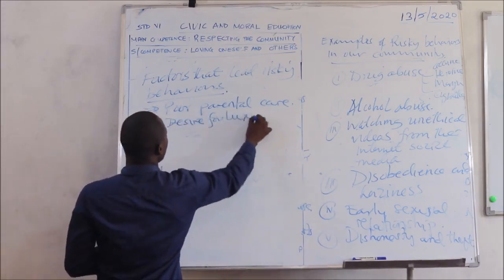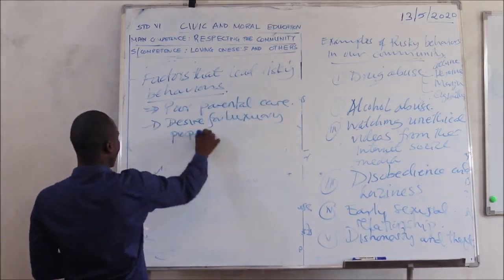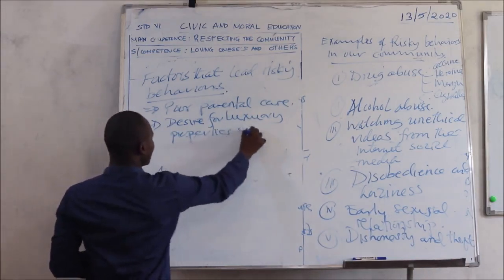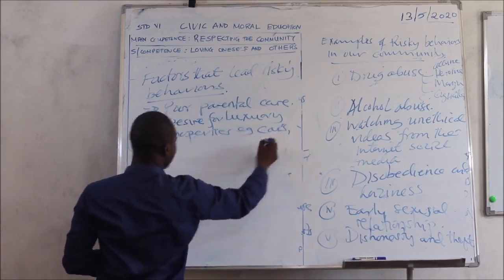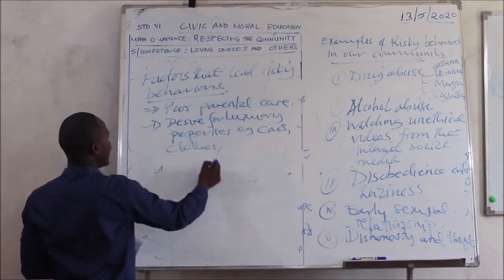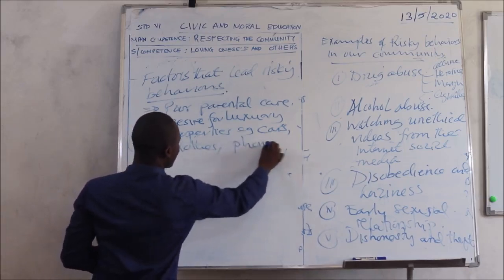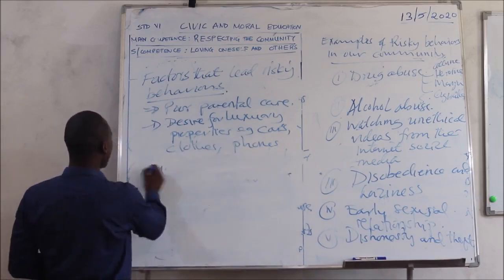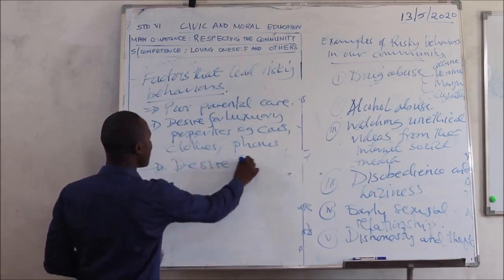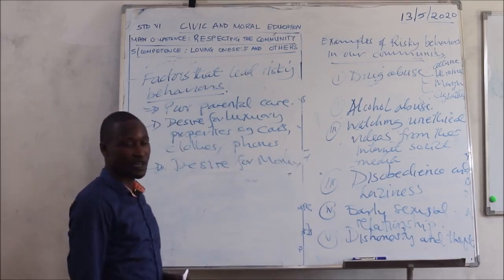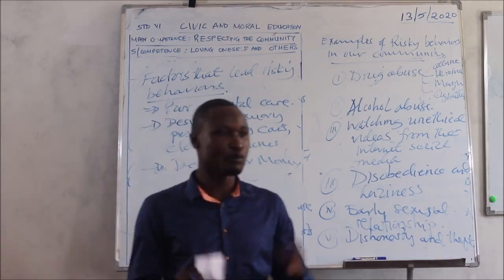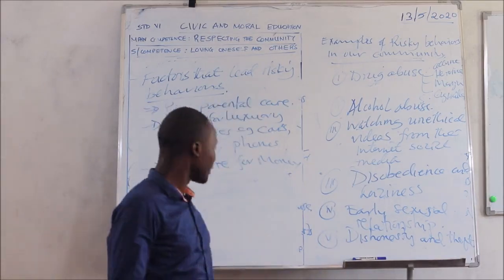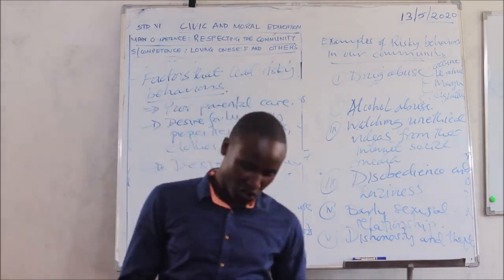Another factor which can lead to it is the desire for luxury properties, such as cars, nice clothes, as well as cellular phones. So this also can influence someone to engage in risky behaviors. Someone can also desire money. If you're lacking money, you cannot get what you need. So some people engage in these behaviors because they are lacking what they demand. So desire for money can put someone into a dangerous situation.